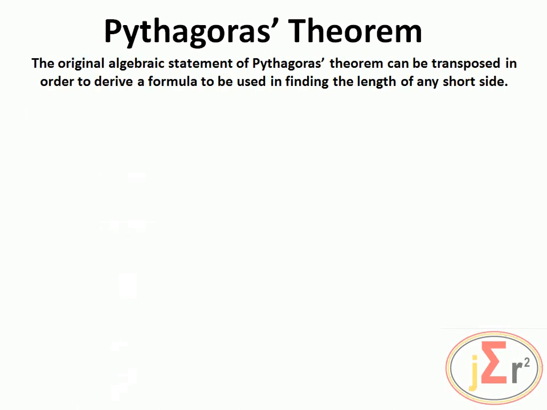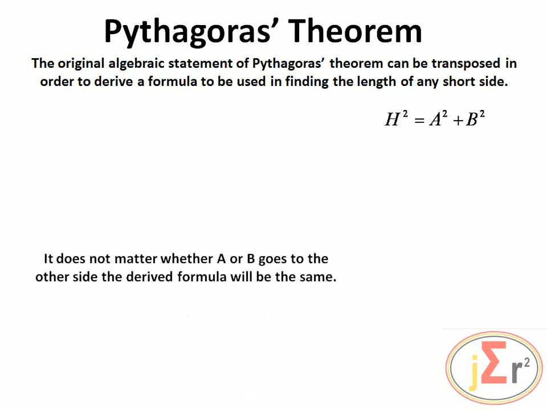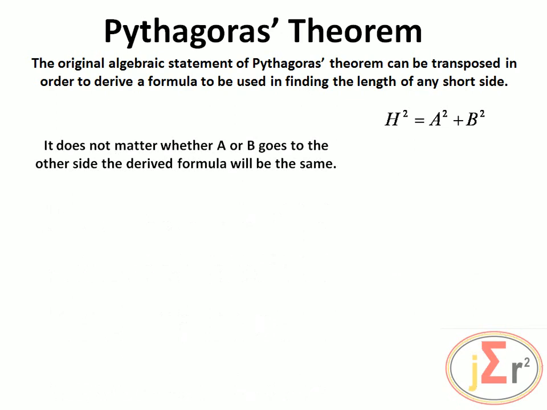Now, the original algebraic statement of Pythagoras' theorem can be transposed in order to derive a formula that can be used to find the length of any short side. So we have h squared is equal to a squared plus b squared. Of course, we're going to transpose. We may put a or b to the other side because a is a shorter side and b is a shorter side. So it does not matter where a or b goes. The derived formula will be the same. So that is our derived formula.